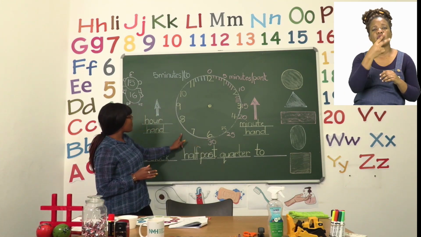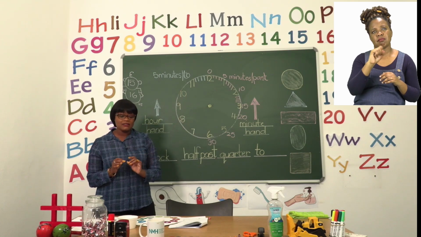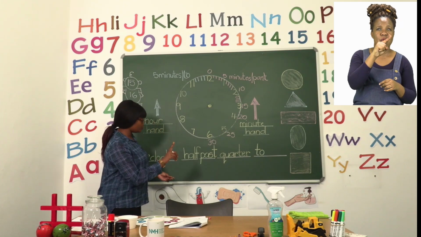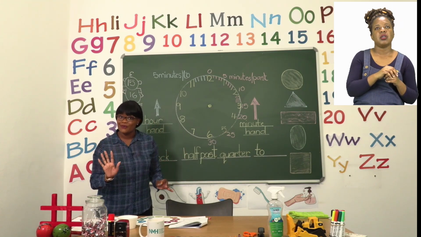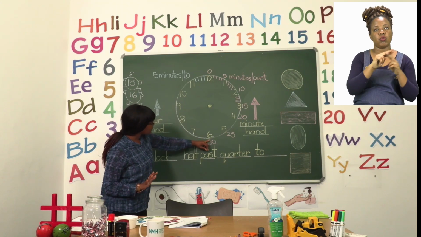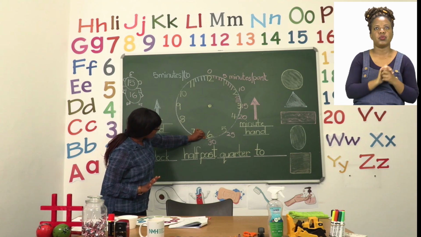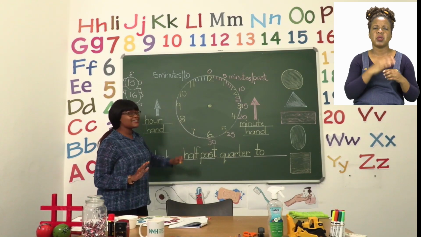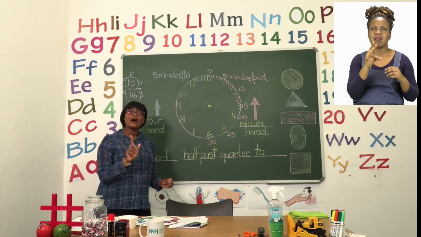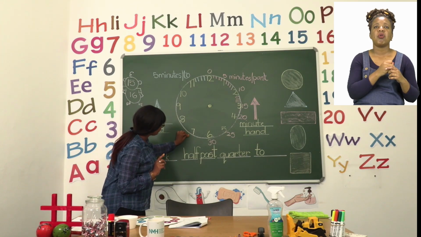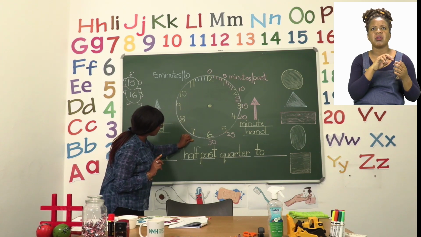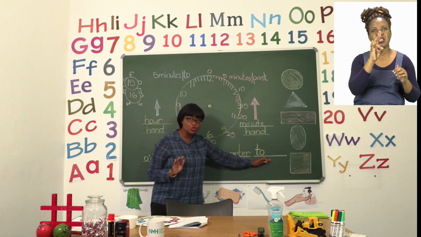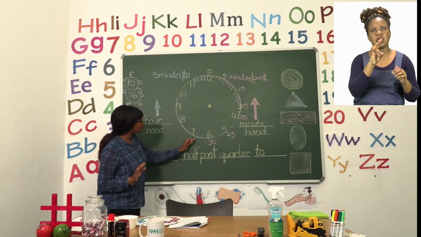Now as we go back up to 12, the way we tell time changes. Instead of saying past, we now say to. We are still counting in 5s. So we continue. After 30, we have 1, 2, 3, 4, 5. This 7 that we can see now becomes 25. So we say 25 minutes, and instead of saying past, we are now saying to. 25 minutes to.